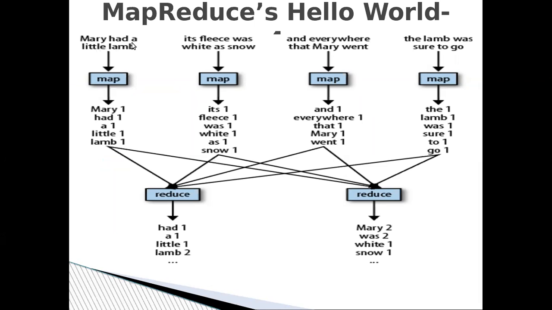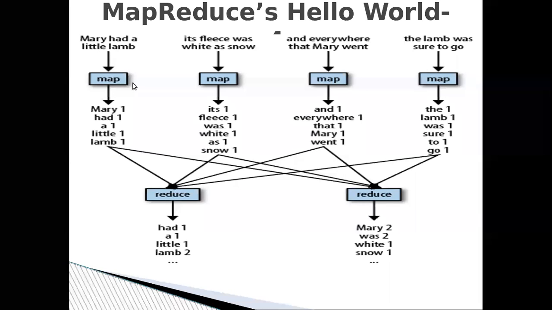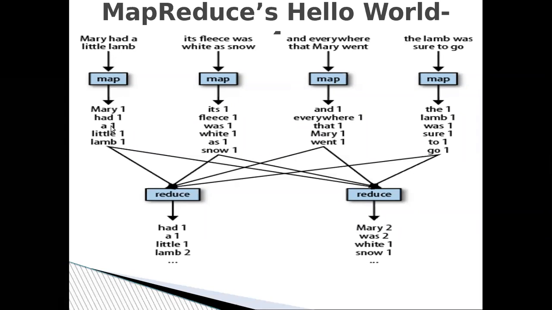So Mary had a little lamb. This goes to the first map. Its fleece was white as snow to the next map, and everywhere that Mary went to the third map, the lamb was sure to go to the fourth map. See what it does. It splits. It says Mary occurs once, had occurs once, and so on.